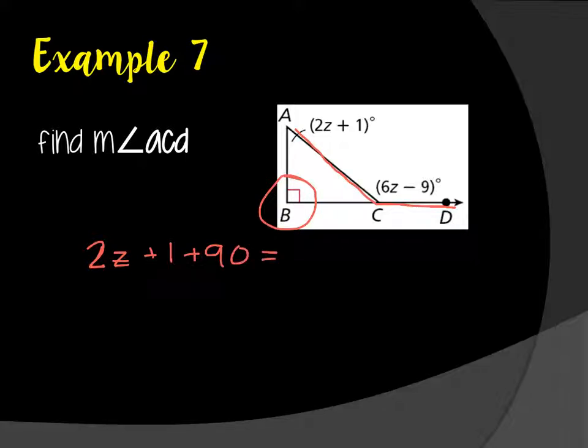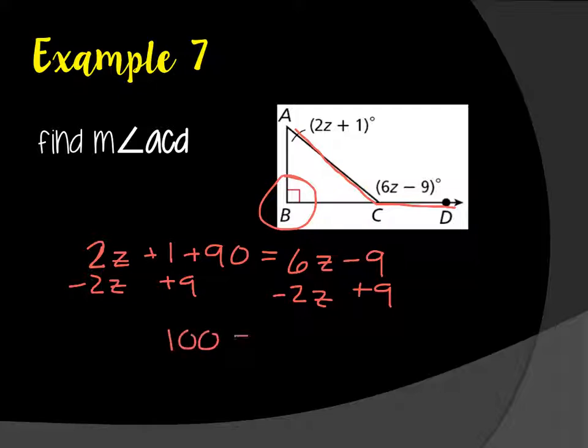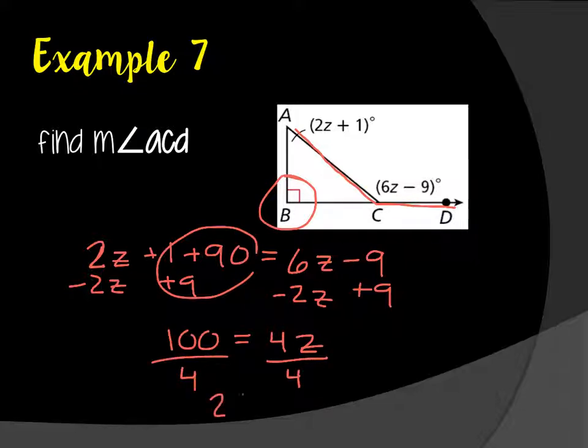is equal to 6z minus 9. Perfect. So we can subtract 2z from both sides. And we can add 9. So we get 100 is equal to 4z. So now if we divide by 4, what do we get for z? 25 is equal to z.